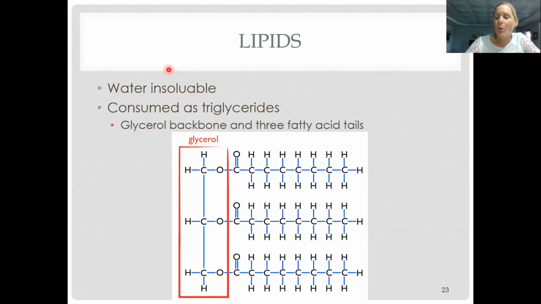If you were to put oil in a pan with water, you would see the oil separate from the water because they don't like to be together. They're water fearing, or hydrophobic, in nature. Lipids are consumed as triglycerides, tri meaning 3, and then we have a glycerol backbone. So we have your glycerol backbone here, and then we have 3 fatty acid tails, which can be seen here.